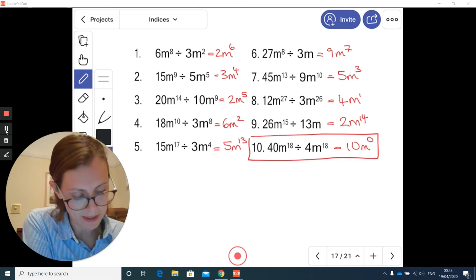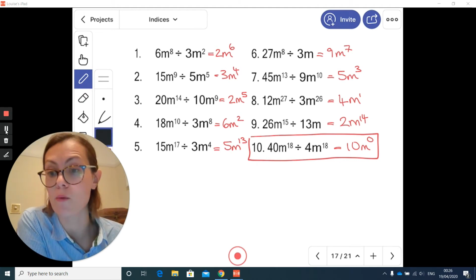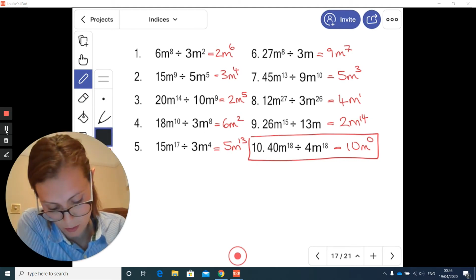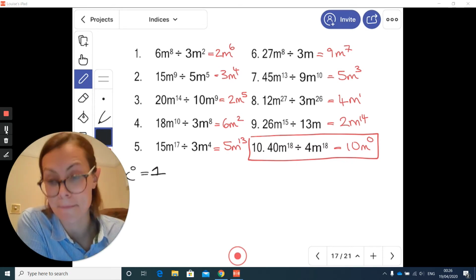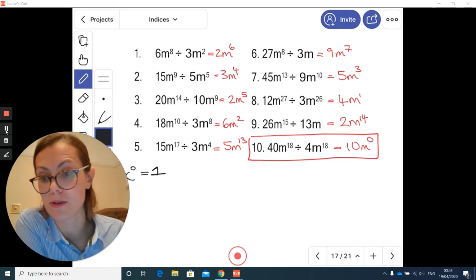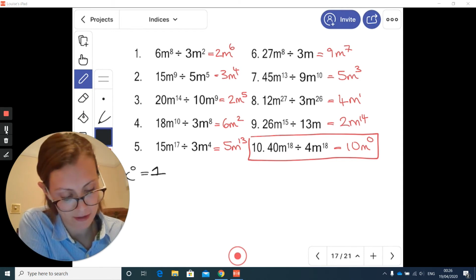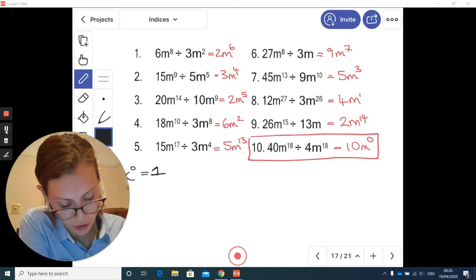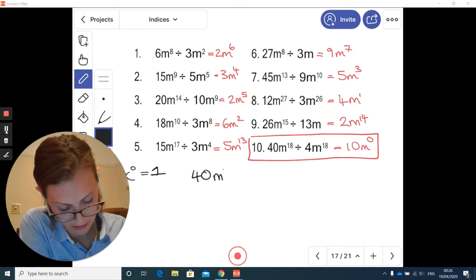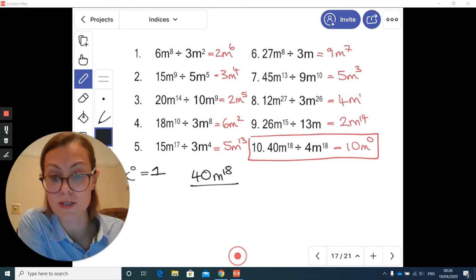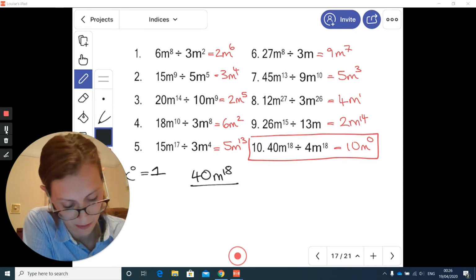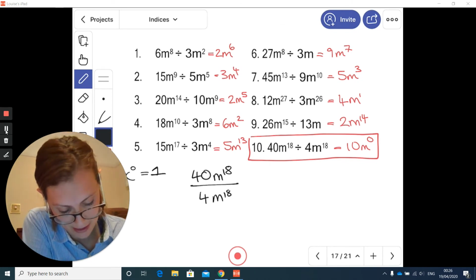If we look at question number 10, this is a really good example of how we know this rule here. So remember what we said before, x to the power 0 equals 1. Any number to the power of 0 equals 1. And this is the reason why. I'm going to write it like a division, like a fraction. So look at this, 40m to the 18 divided by 4m to the 18.